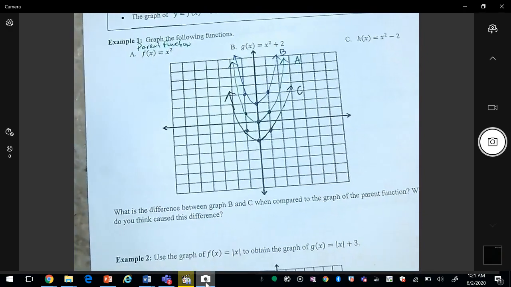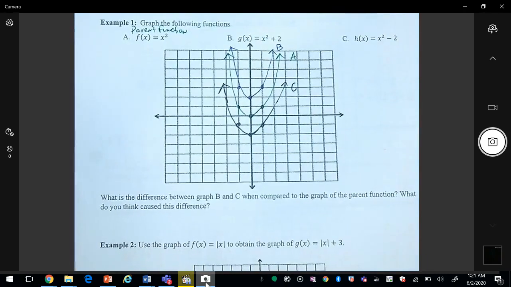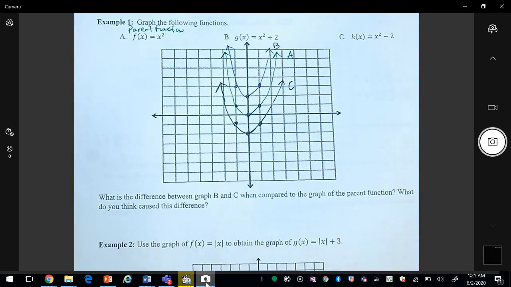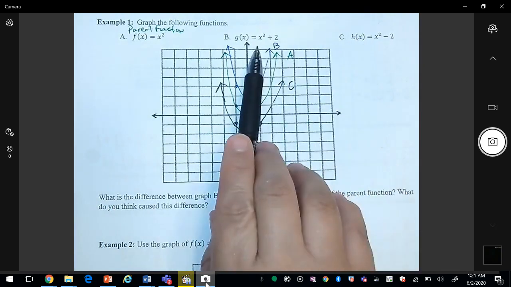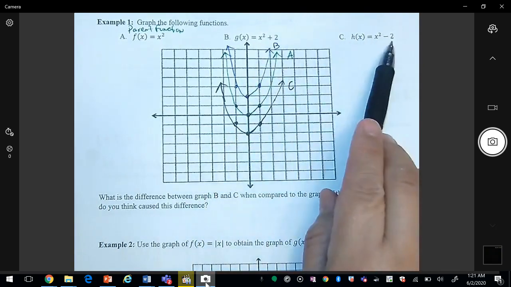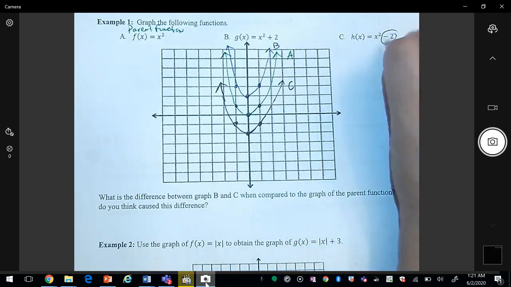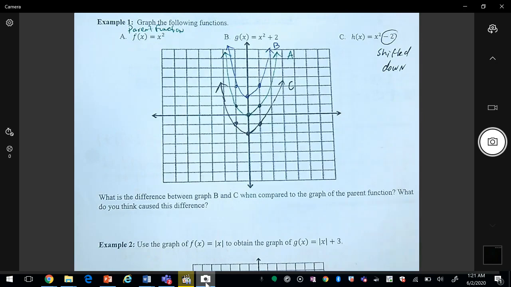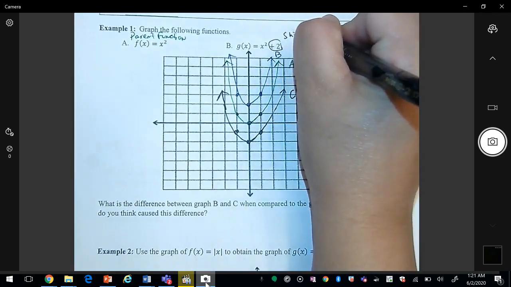So what is the difference between graph B and C when compared to the graph of the parent function? And what do you think caused this difference? So again, the parent function is x squared. B and C have the x squared, but now we're adding a plus 2, and then we're subtracting 2. So when we subtract it, this graph shifted down. And when we add it, the graph shifted upward.